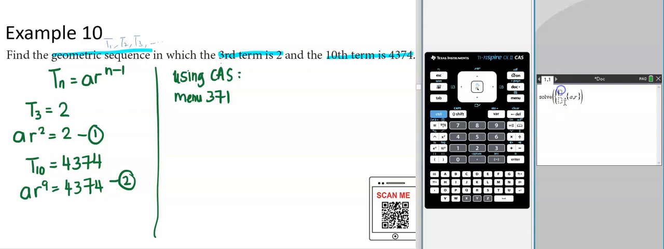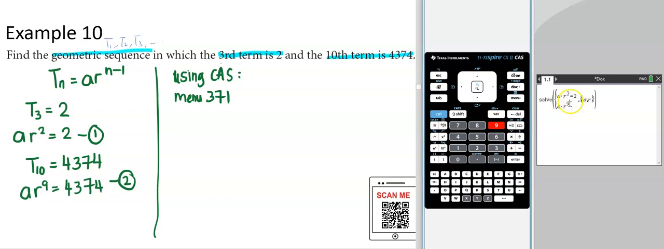What you need to key in for the first box is the first equation. So you just put A multiply R to the power of 2, equals 2. You key in the equation, not just AR to the power of 2. Second equation: A, please put a multiplication sign here. If not, some calculators cannot recognize it. R to the power of 9.